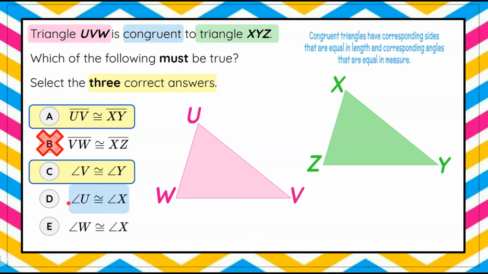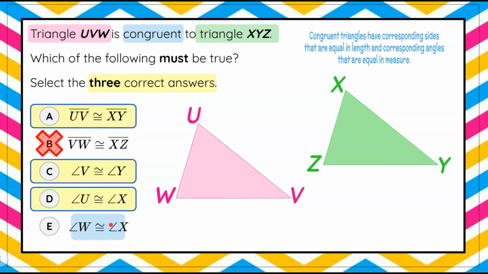Let's look at D. Angle U, right here, is congruent to angle X. Let's check that out. Here's angle X. Indeed, those are in the same location in each triangle, so they are congruent. So it looks like answer choice E will be incorrect, but I always like to double check. So let's look at angle W, and here is angle W right here in this triangle. And then we have angle X, which is over here. Those are not in corresponding locations, and therefore they are not congruent. So we can eliminate answer choice E.